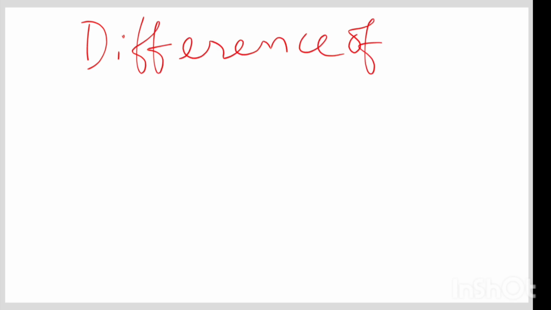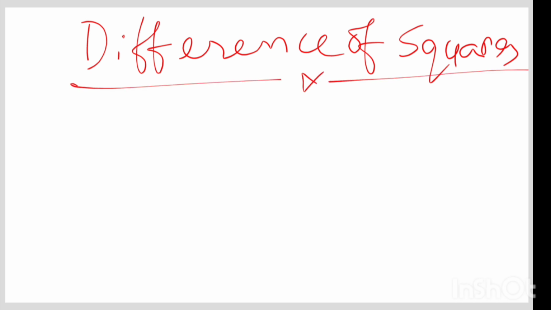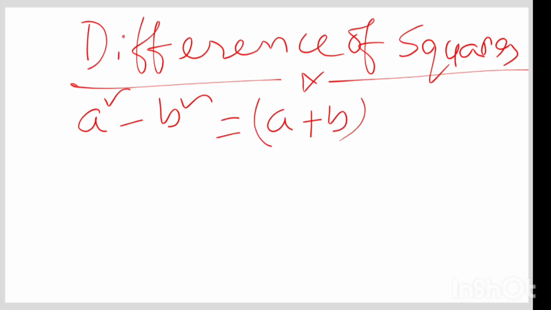Difference of a square, okay, difference of squares. If you see something like a square minus b square, that means a plus b, a minus b.